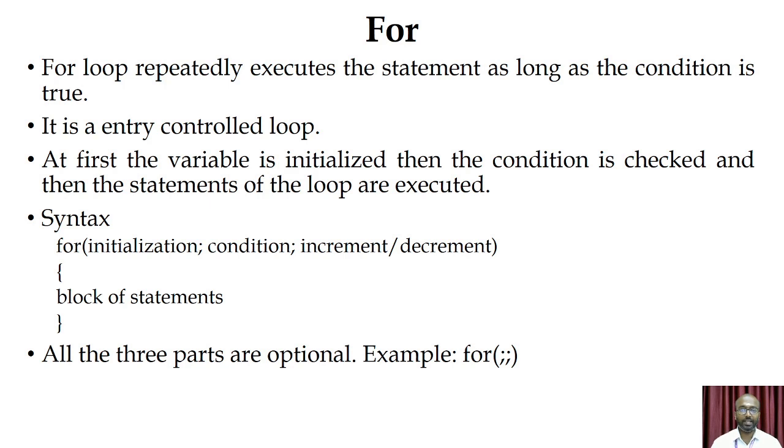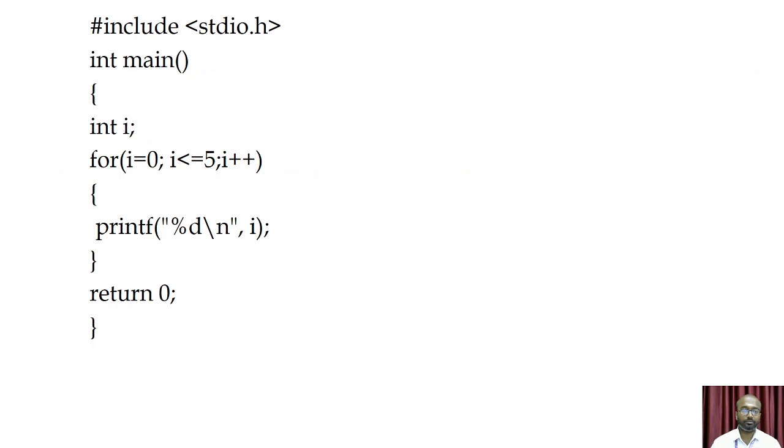Now let's see the syntax of for loop. For, initialization, condition and increment. All the three parts are separated by semicolons, and then we have the block of statements. All the three parts are optional. For example, for(;;). This is a continuous loop, an endless loop. It repeats its execution again and again. It doesn't stop.